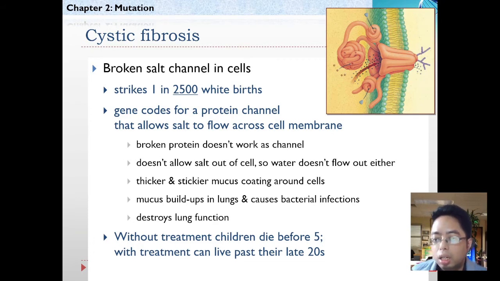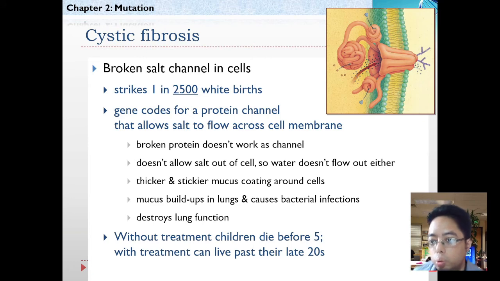So imagine if that gene doesn't work, so the cell cannot create the salt channel. Salt cannot get out of the cell, and water also cannot get out of the cell. So the mucus will be thicker and stickier around cells. Due to them becoming quite sticky, they're unable to go anywhere. They will be stuck inside of the lungs. Because they are like glue, they are supposed to trap all of this bacteria so that the bacteria will not affect our lungs, right?